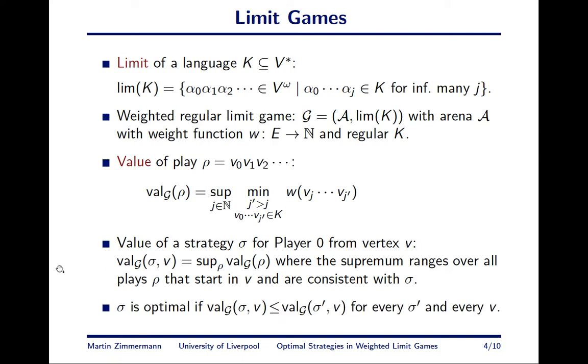And now we say that a strategy is optimal. So sigma is optimal if its value from every vertex is not larger than the value of any other strategy, sigma prime. Okay? So for every starting vertex, sigma gives you an optimal value. There's no better strategy from that vertex. And notice that this is a uniform definition. The strategy has to be optimal not only from one vertex, but from every vertex.